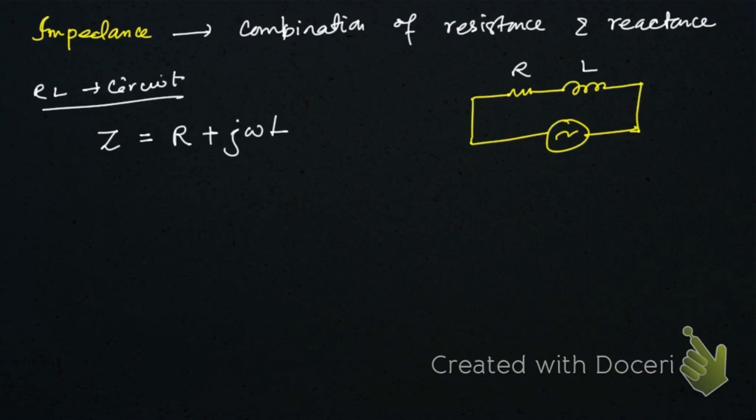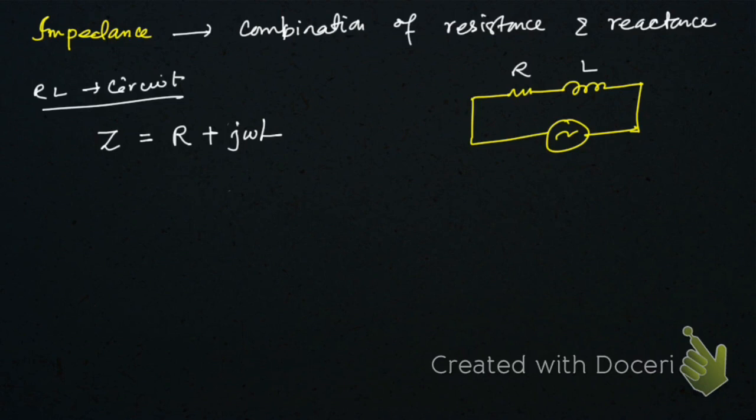Now you see, inductive reactance is given by XL, and in complex form it is j omega L. We used to write that. So replace this by j omega L, and this is the impedance for this circuit.